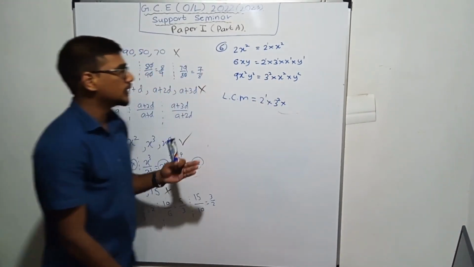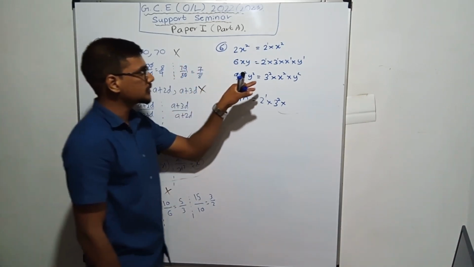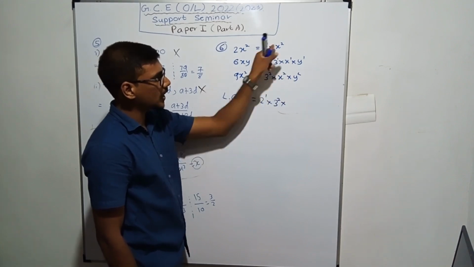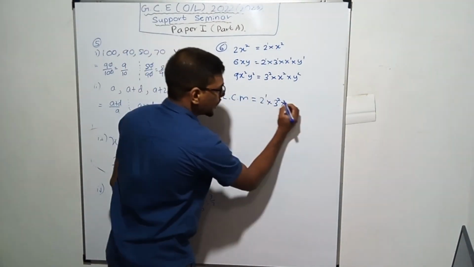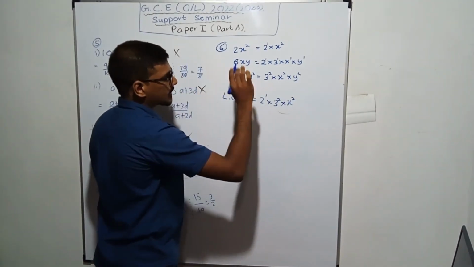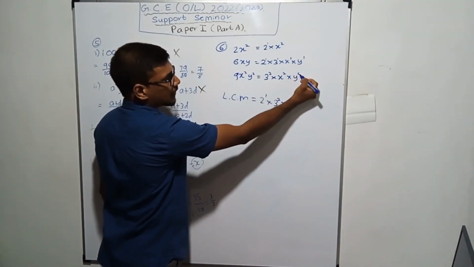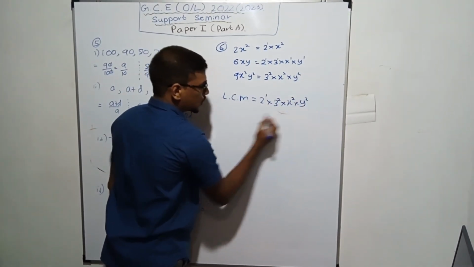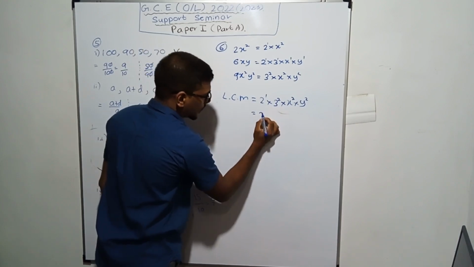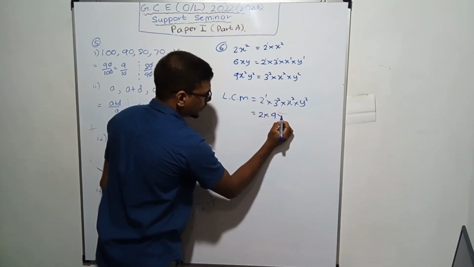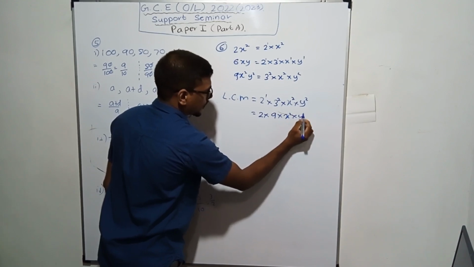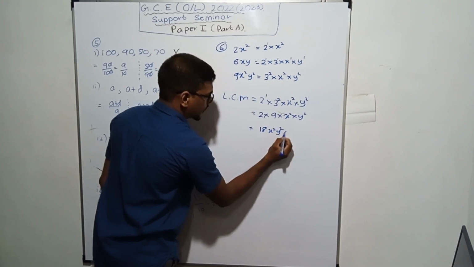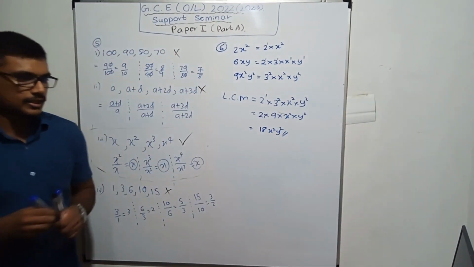Next numerical terms are over. We'll move to algebraic terms. x is there. Here x to the power 1, and in these two places we have x to the power 2. So we'll take it as x to the power 2. The same thing with y: here y to the power 1, here y to the power 2. What do we have to take? We have to take y to the power 2. Then 2 times 3 squared, it will be 9, times x squared y squared. 2 times 9, 18 x squared y squared. Okay, I think it's clear.